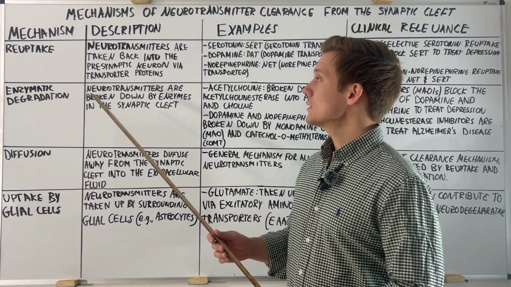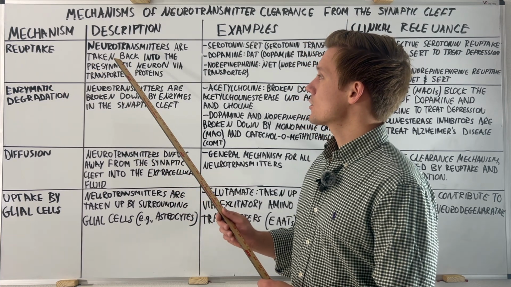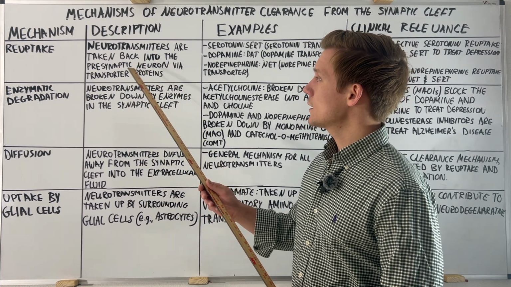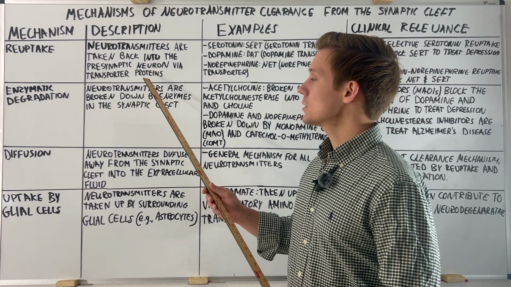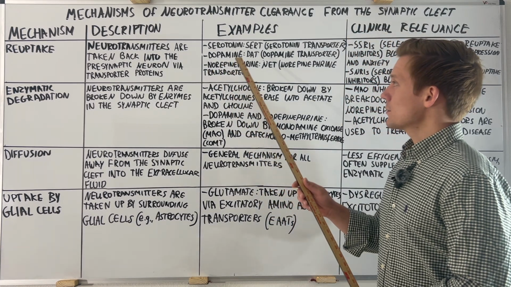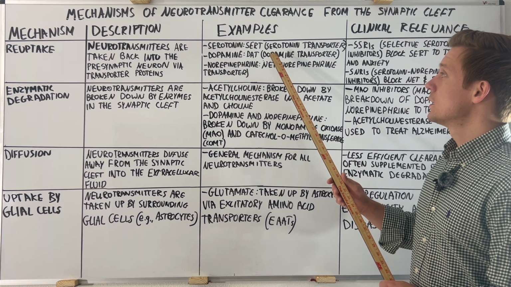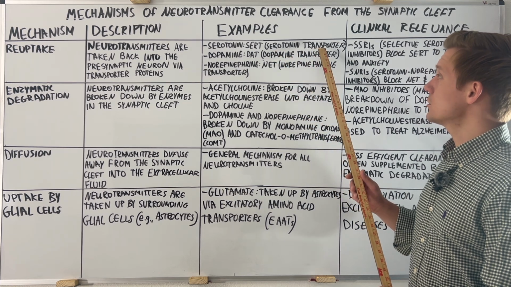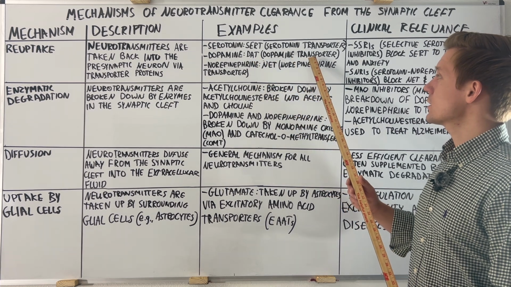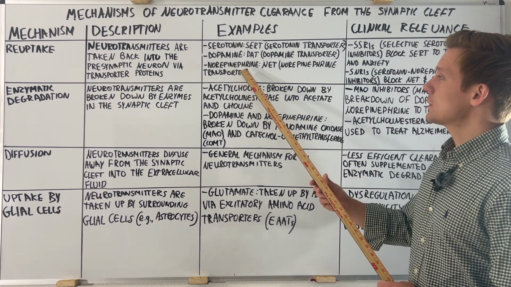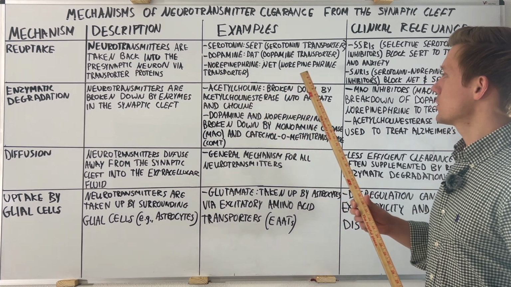So getting started, for the first mechanism, we have reuptake, which is when neurotransmitters are taken back into the presynaptic neuron via transporter proteins. Some examples include serotonin, SERT, serotonin transporter, dopamine, DAT, dopamine transporter, and norepinephrine, NET, norepinephrine transporter.